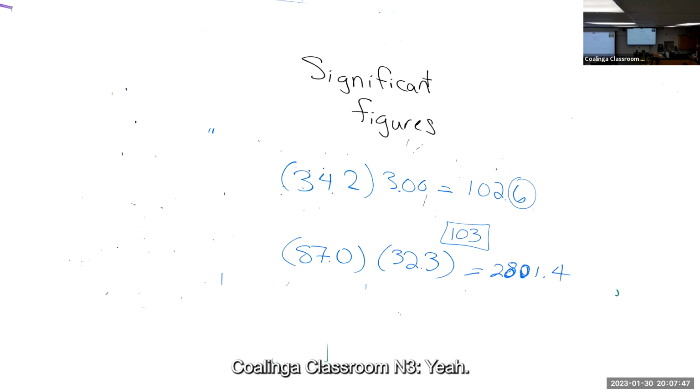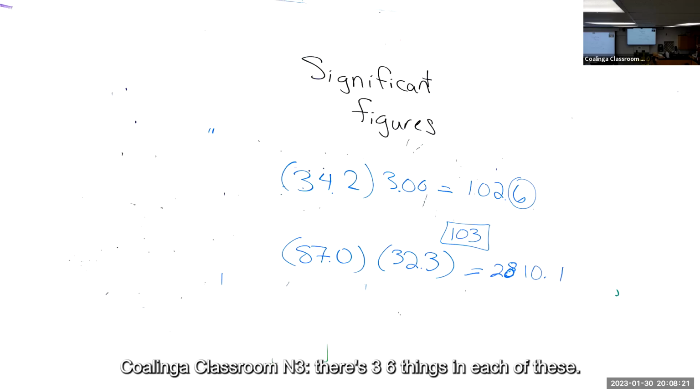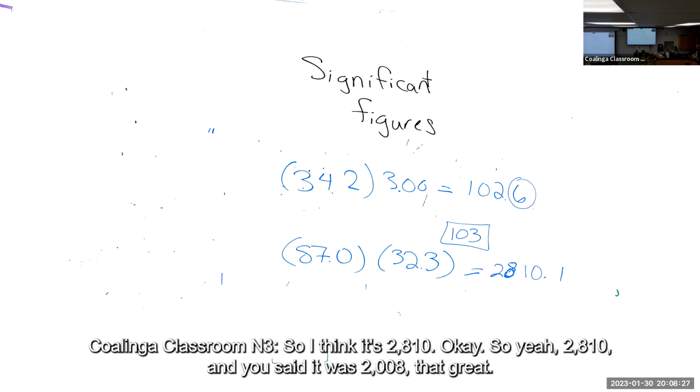You guys agree with them? Am I wrong? I got 2,810.1. I'm probably wrong. Yes, so we still need significant figures. I got the same thing. Okay, but are you sure? Yes, you got a question? Go on. There's three sig figs in each of these, so I think it's 2,810.